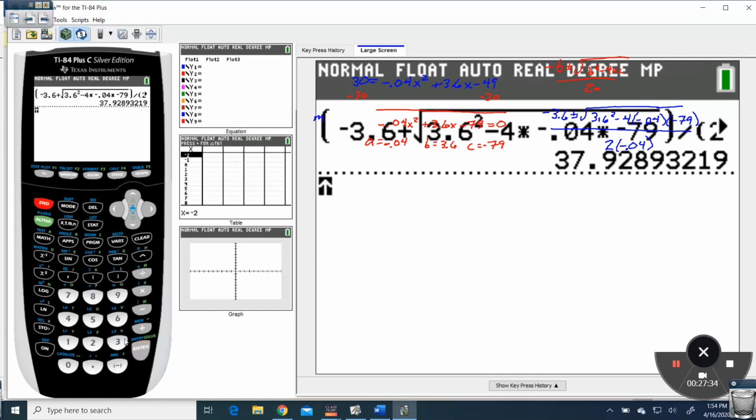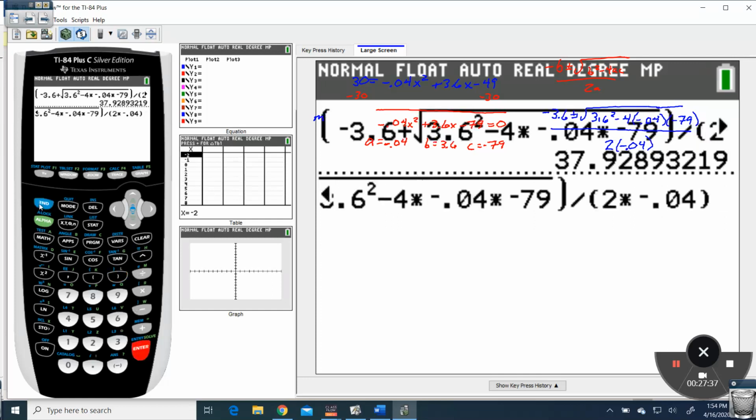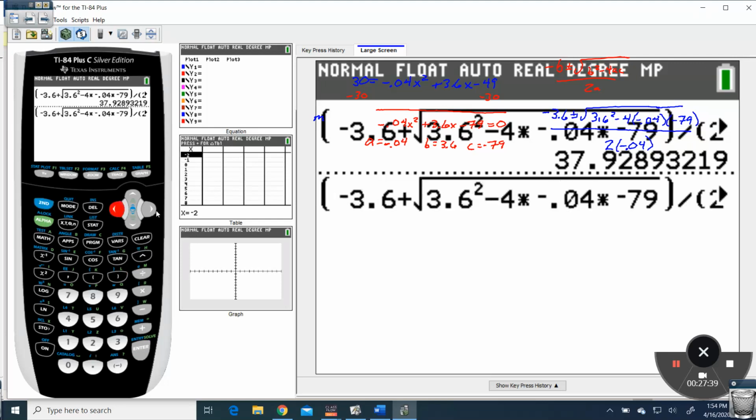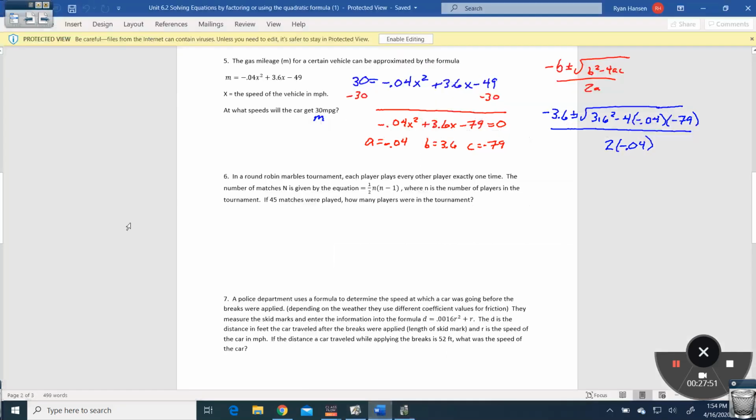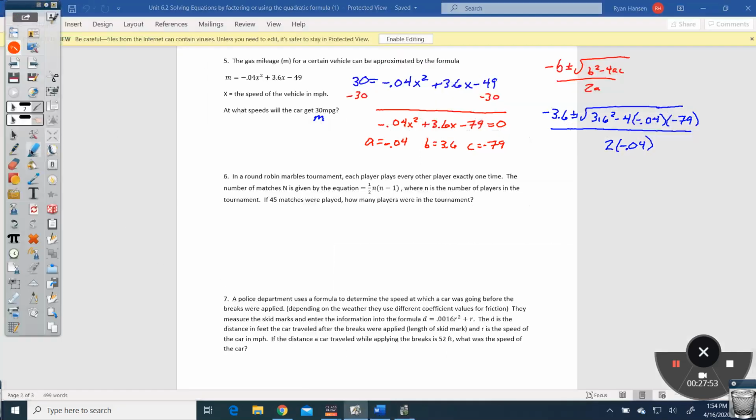And now I'm going to hit second enter, go back to the beginning, change that plus to a minus and hit enter again. So we get 37.9 and 52.1.